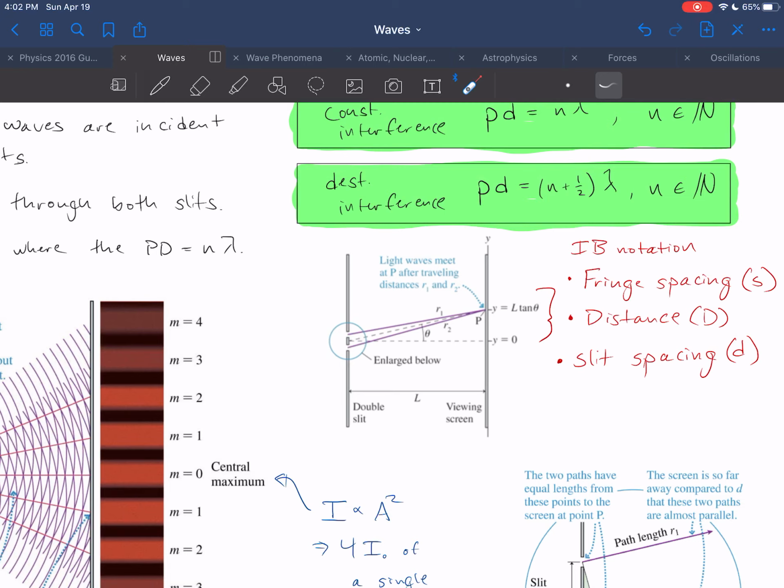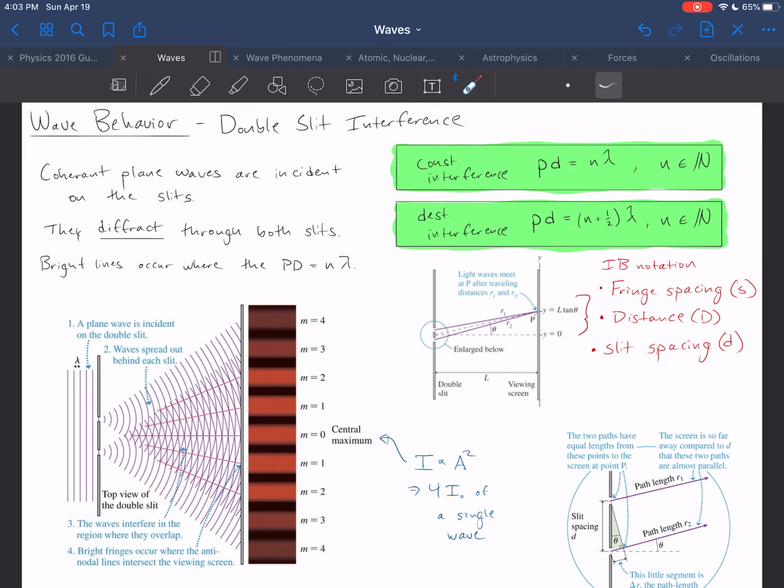We'll call the screen distance, or sometimes just distance, capital D, the distance to the viewing screen. And that, in IB notation, uses a capital D. The slit spacing is the distance between the slits, the small distance right here between the slits, or also seen on this diagram here, that's little d as well.